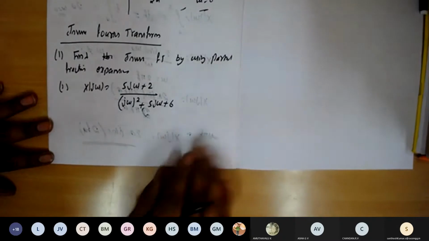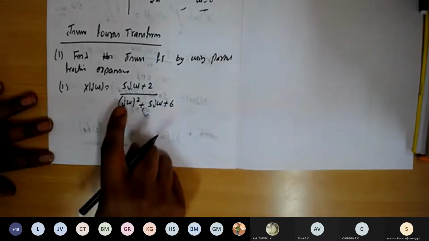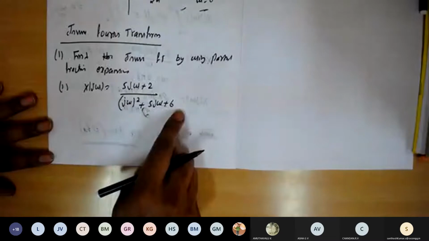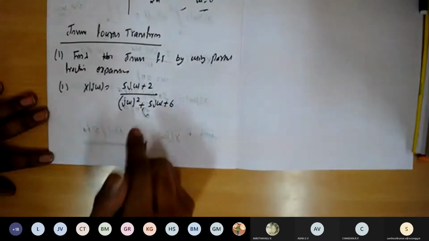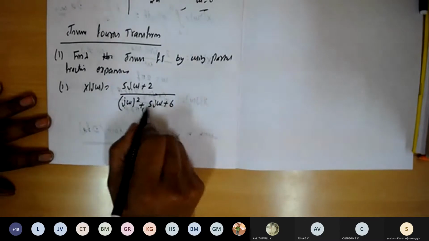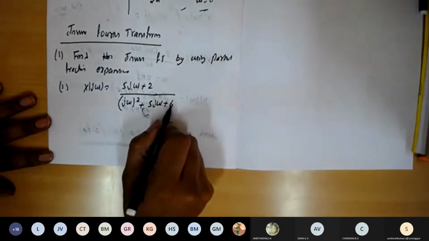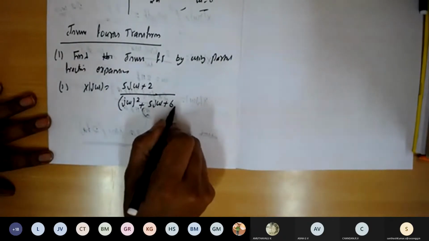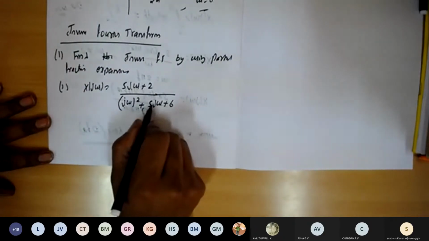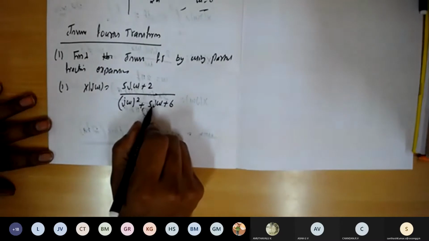Now this is in the form a squared plus 2ab plus b squared, so we can partialize this one. You know how to do the partial fraction expansion. Here 6 can be expressed as a product, and the factors of 6 are 2 into 3 and 6 into 1. We need the pair whose sum makes 5: 2 plus 3 makes 5.